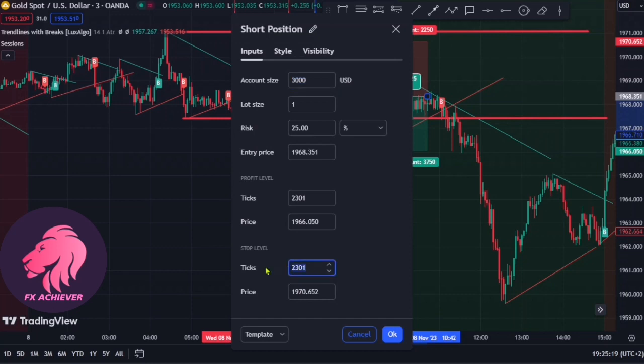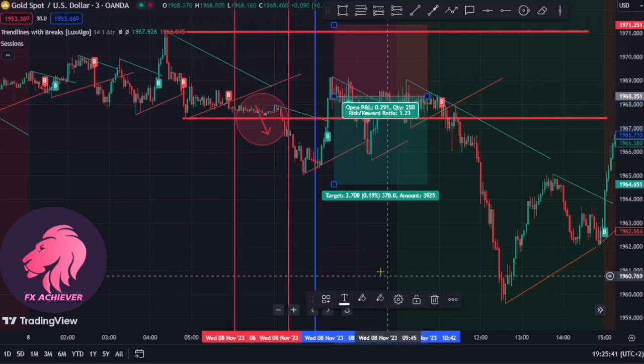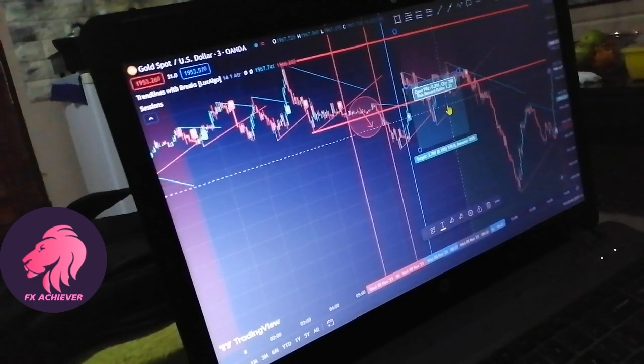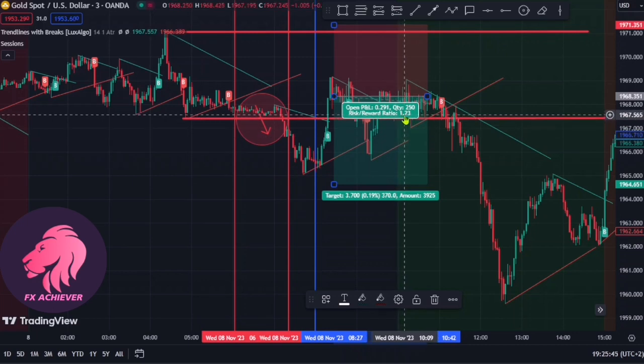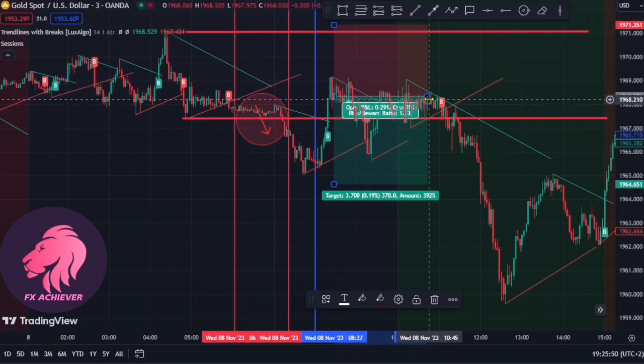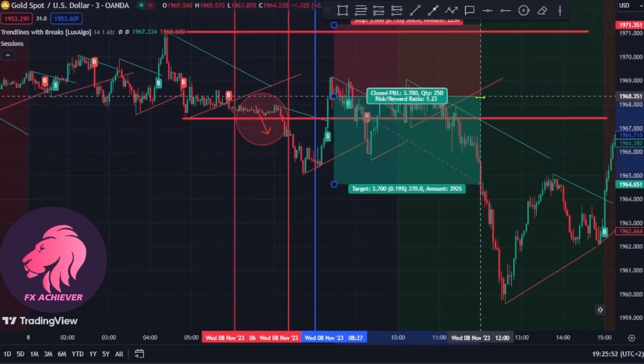And then I usually use a fixed amount for my stop levels and my profit levels. For my stop levels, I use 3,000, and for my profit levels, I use 3,700. That's standard, and it gives me a risk reward ratio of 1:1.23. That is my risk to reward ratio.